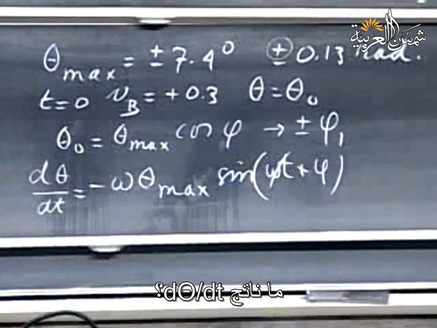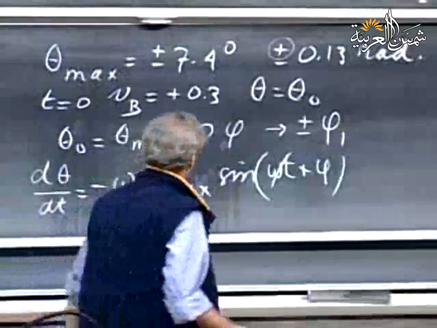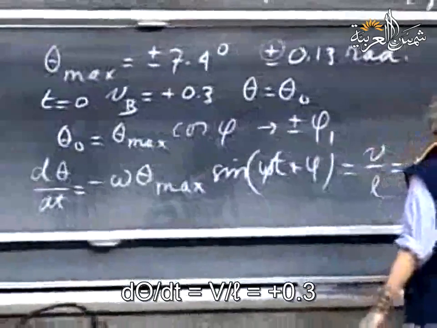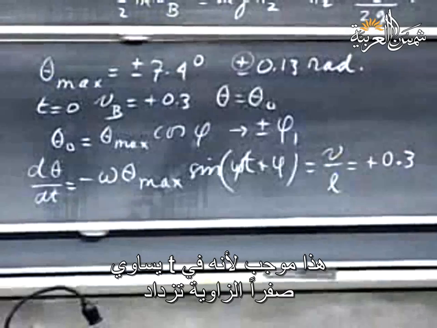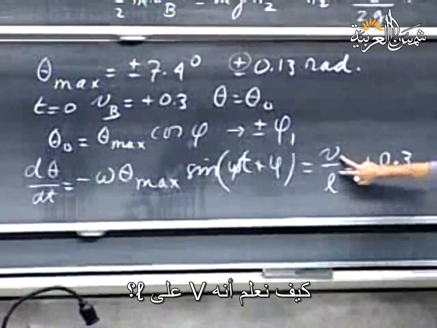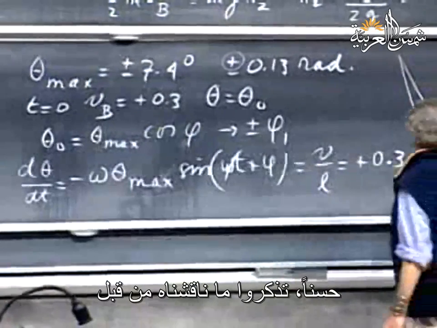What is d theta dt? Well, d theta dt is v divided by L. This is v divided by L, and is therefore plus 0.3, this plus, because at t equals 0, the angle is increasing. So it is plus. How do we know it's v over L? Well, remember, we discussed that before.